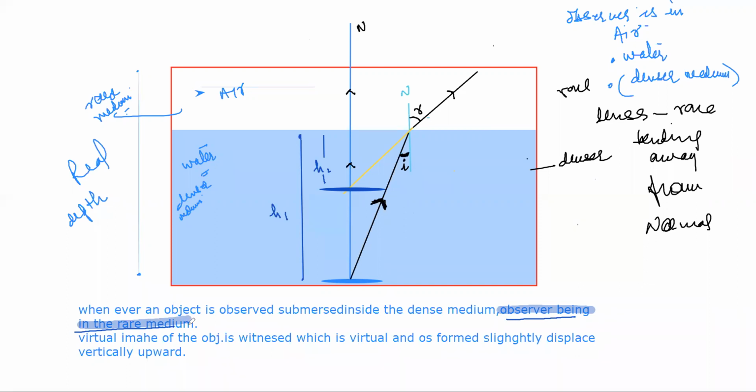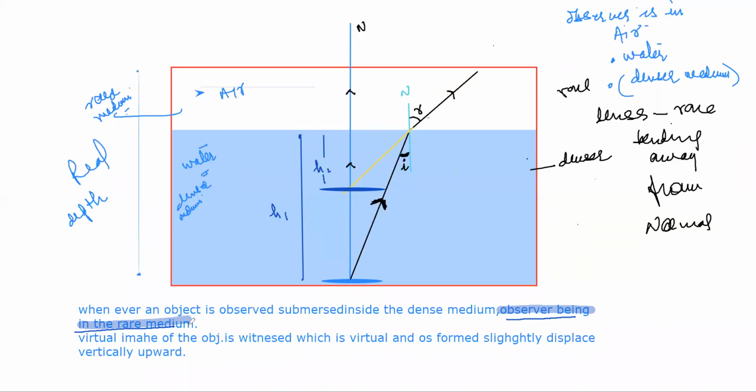It is necessary that light must travel from denser to rare medium for the occurrence of upward displacement. Note down, please. For the occurrence of upward displacement, light must travel from denser to rare medium.